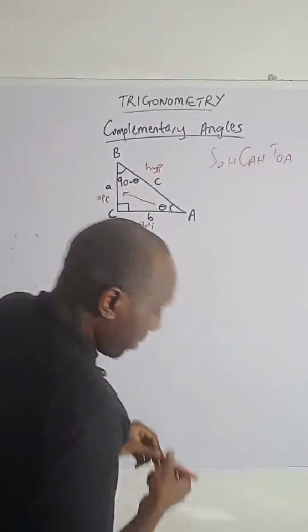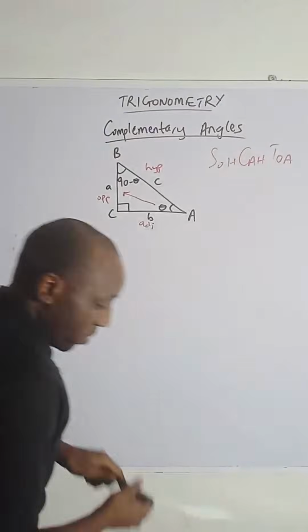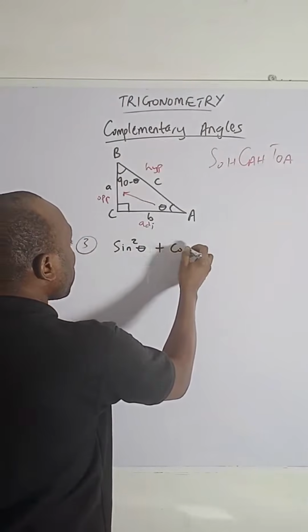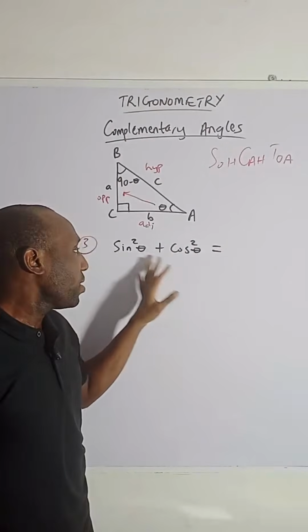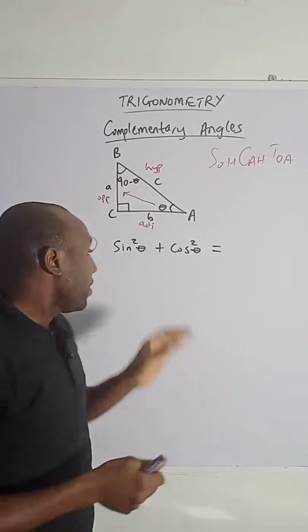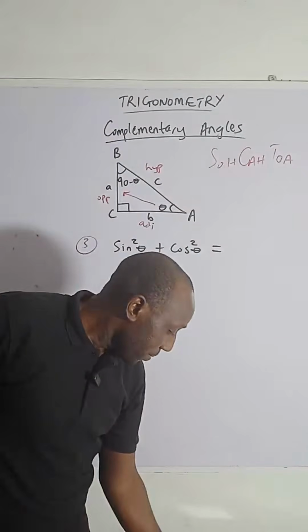So we want to look at this number 3, which is sine square theta plus cos square theta is equal to. Who can tell me what, if you add these two, is a popular trig identity? This is a popular trigonometric identity. If you know what this is equal to, type it in the comments.